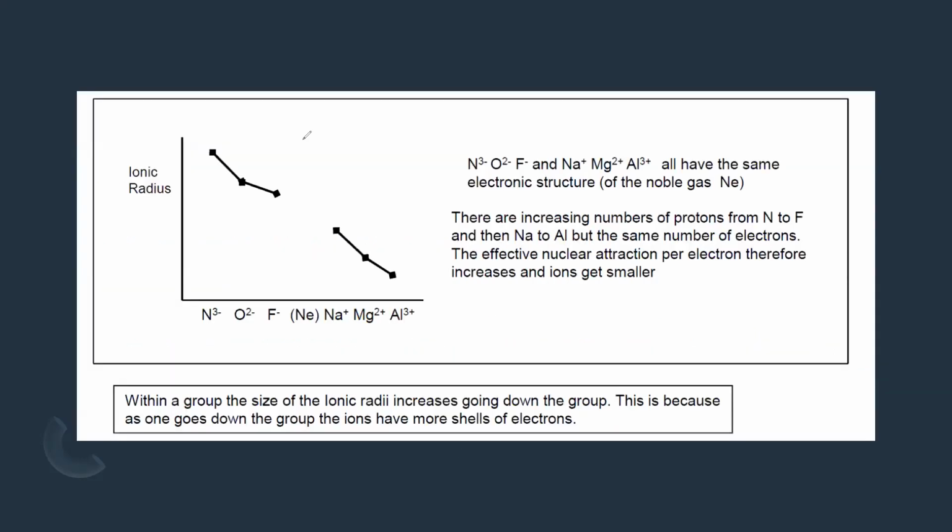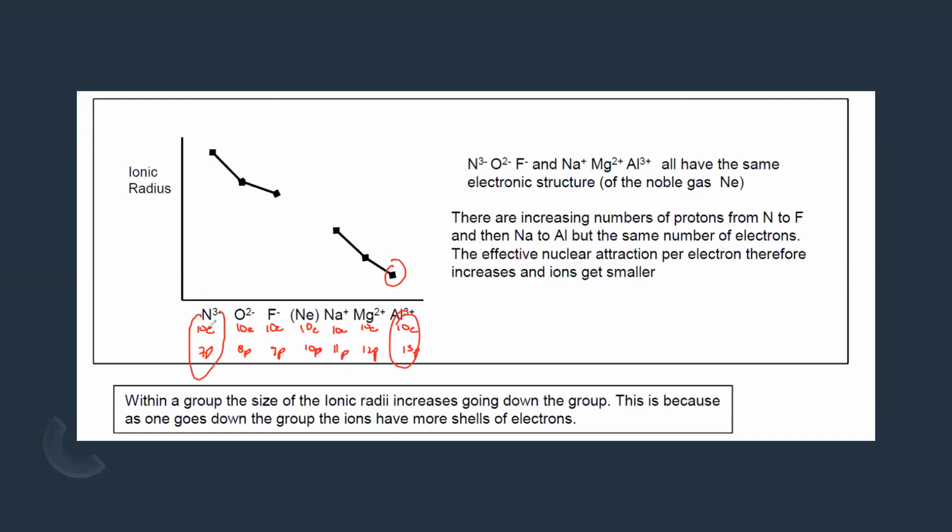So when we compare these isoelectronic structures, nitride ion has 10 electrons, oxide ion has 10, fluoride ion 10, neon atom 10, sodium ion 10, magnesium ion 10, and aluminum ion also 10. But the number of protons is different. For nitrogen there are 7 protons, then 8 protons, 9 protons, and sodium 11 protons, 12 protons and 13 protons. So you can see the proton to electron ratio is higher, so more protons, greater attraction. That's why the aluminum ion size is so small compared to the other isoelectronic structures.